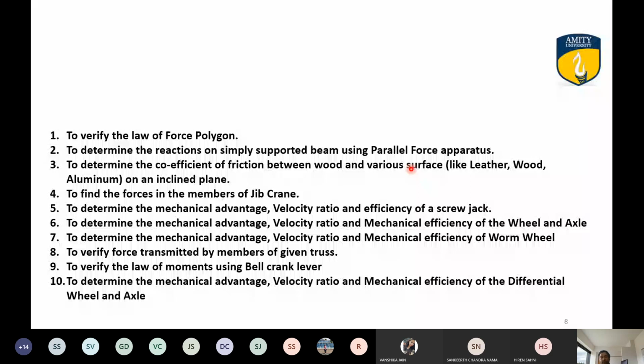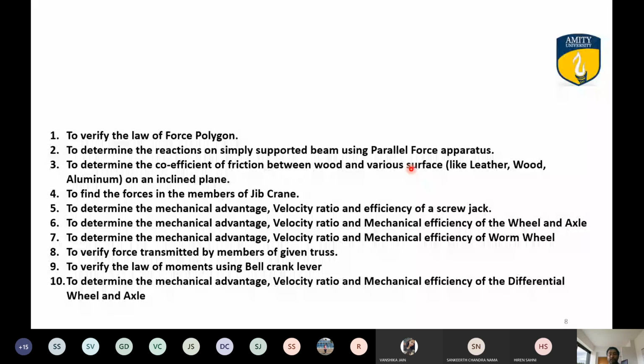Now coming to the right hand side. What you have to write? First you have to write the aim, then the apparatus, then the theory. After the theory you have to write the procedure. After the procedure you have to write the result, and then finally the precautions and sources of error. So is this clear to you, what you have to write?